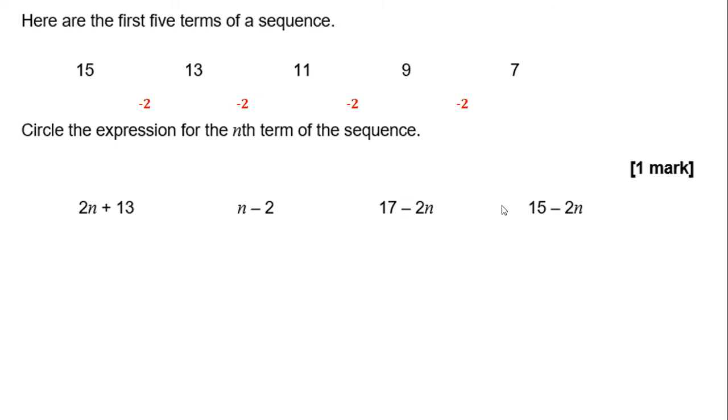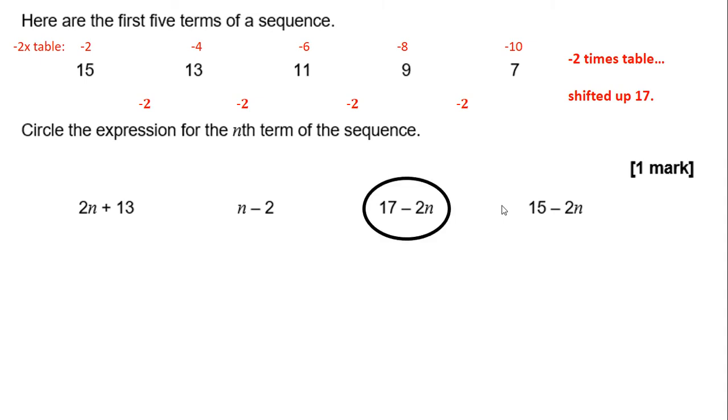So looking at this sequence, it's going down by 2 every time, so it has a common difference of -2. That means we know that this sequence is related to the -2 times table. Okay, so the -2 times table goes -2, -4, -6, and so on. So we now need to look at comparing the -2 times table to our sequence to see what we have to shift every single time. We have to shift up 17. So this is the -2 times table shifted up 17. We could write that as -2n plus 17, or we could write it as 17 minus 2n.